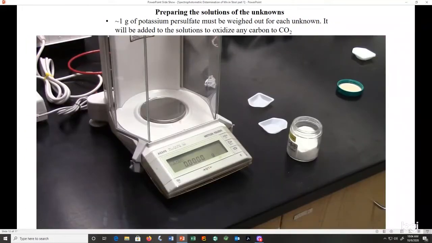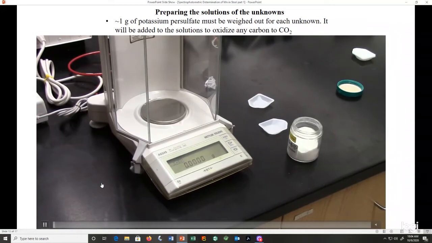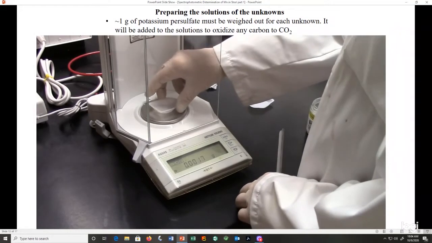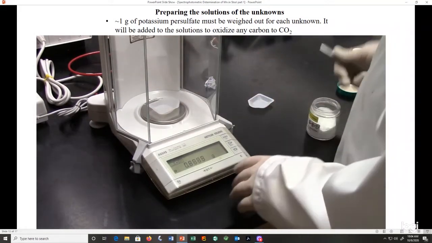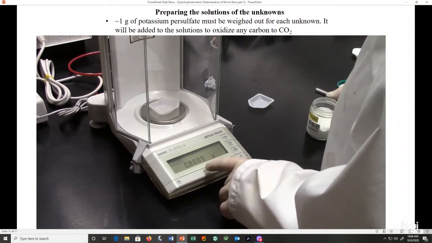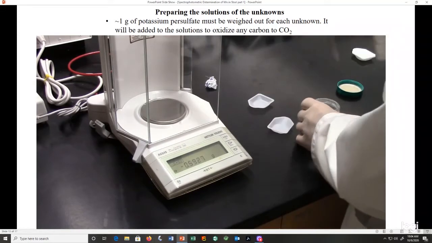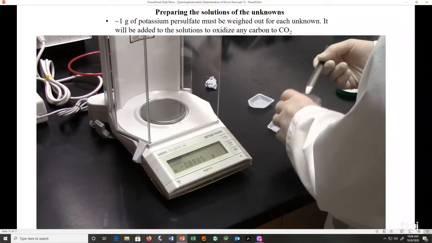Now that we've prepared our manganese standard, we can start to prepare the solutions of the unknowns. First, we're going to need to weigh approximately 1 gram of potassium persulfate for each sample. It will be added to the solutions to oxidize any carbon to carbon dioxide. We'll use the tare function for this. So we're going to put an empty weigh boat onto the balance. And we'll tare that to 0. And then we'll add enough potassium persulfate to get to about 1 gram.